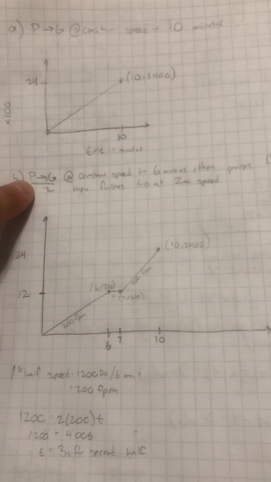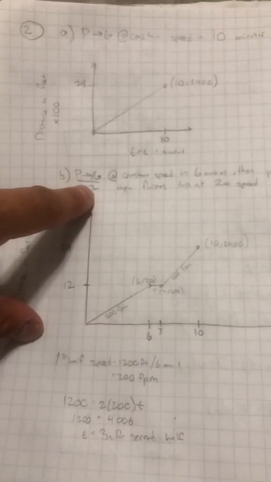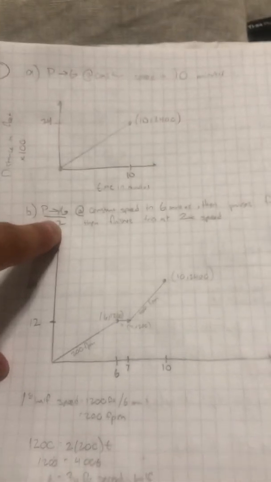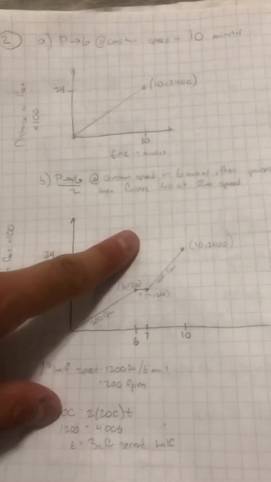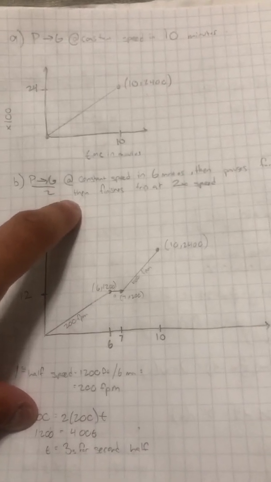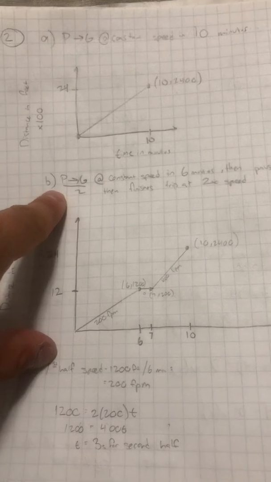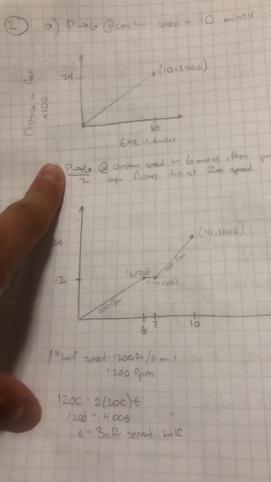Scenario B describes Dave traveling halfway from P to G at a constant speed in 6 minutes, and then he pauses for 1 minute because he's confused, and then he finishes his trip at 2 times the speed. Oh, that's right. So I accidentally did C in place of B here, so we'll just do C first, and then we'll come back to B later.